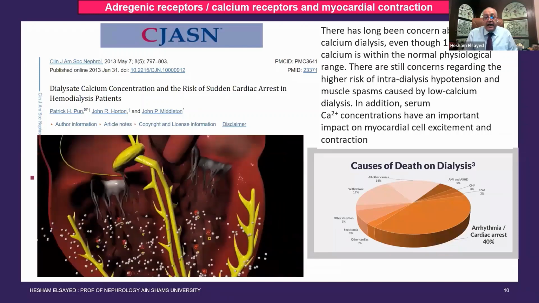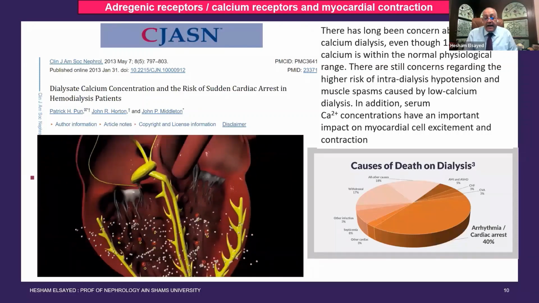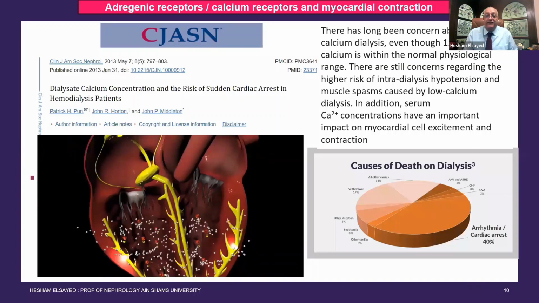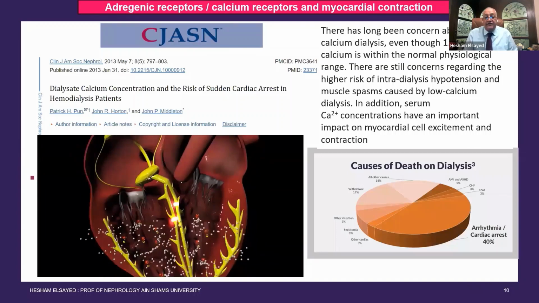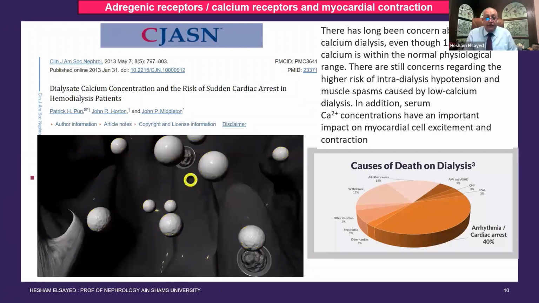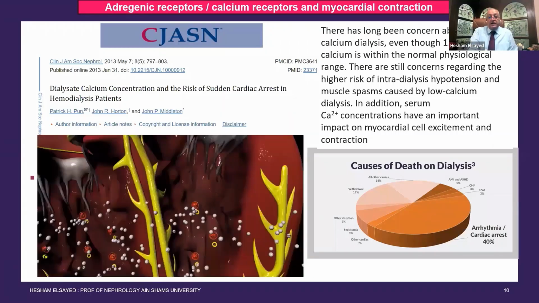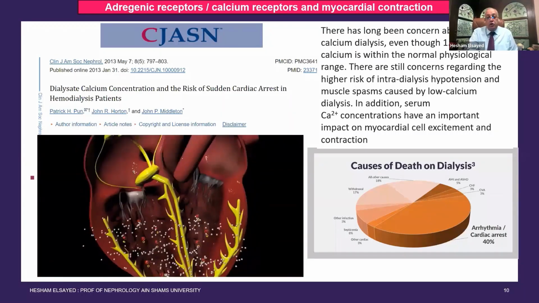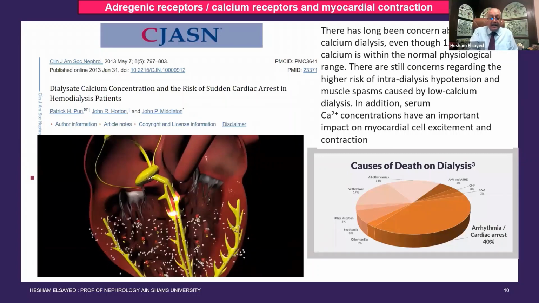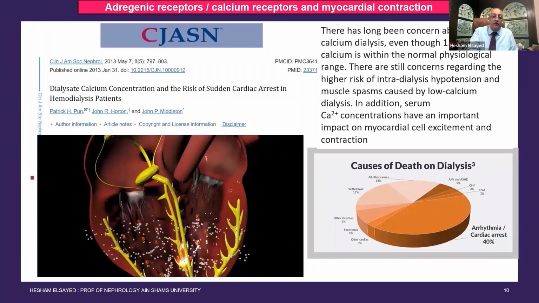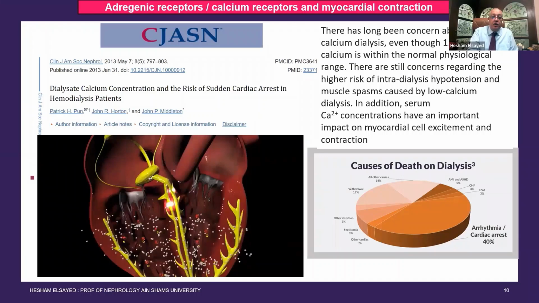Interestingly, we know that dialysate calcium at physiological and higher than physiological levels, although it suppresses the PTH and increases the calcium load, makes hemodynamics more stable during dialysis, probably related to the calcium channel and the action of actin-myosin contraction on the ventricular function.